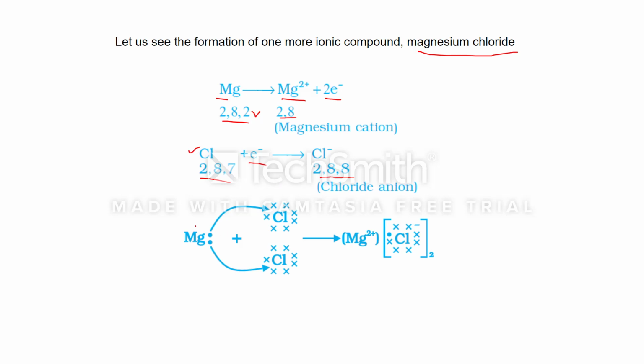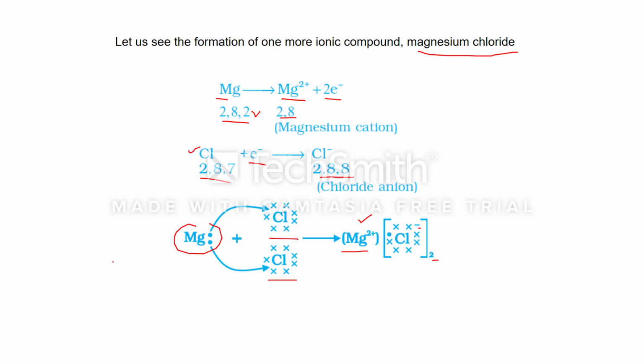That's why we can say magnesium reacts with two chlorine atoms, clear, and forms magnesium chloride, and its formula is MgCl2. In this case, Mg2+ is the magnesium cation and Cl minus is the chloride ion, and 2 units of it are there.